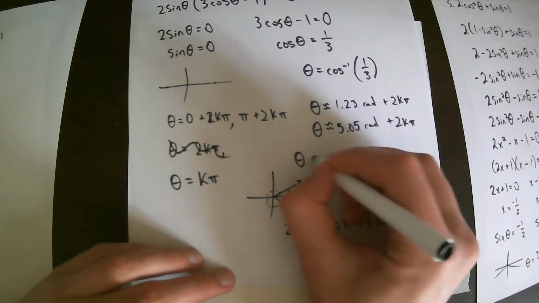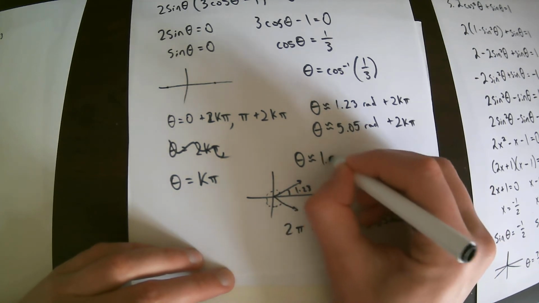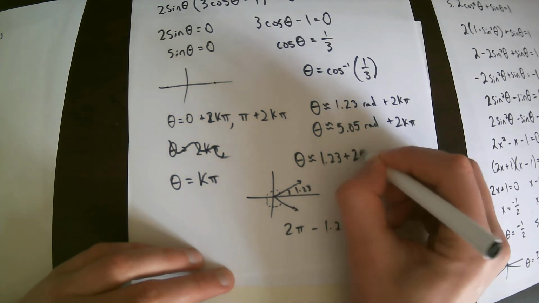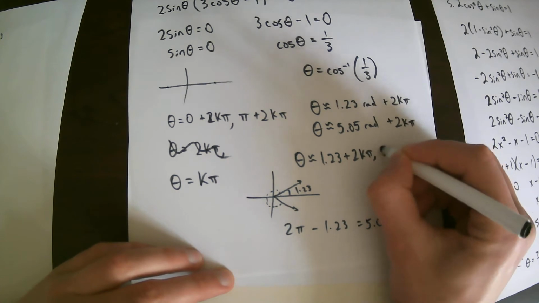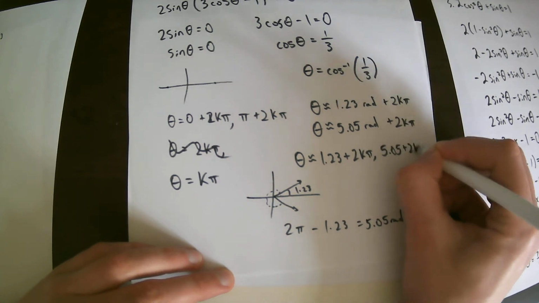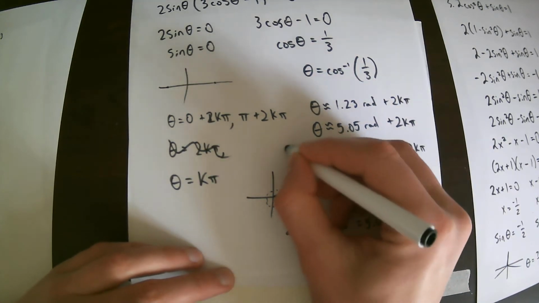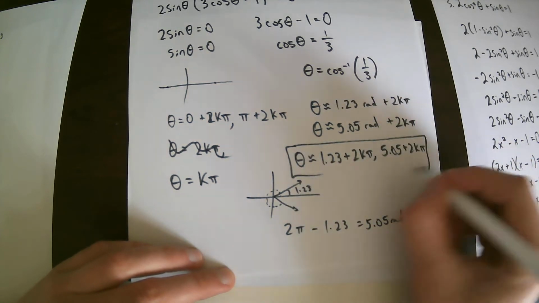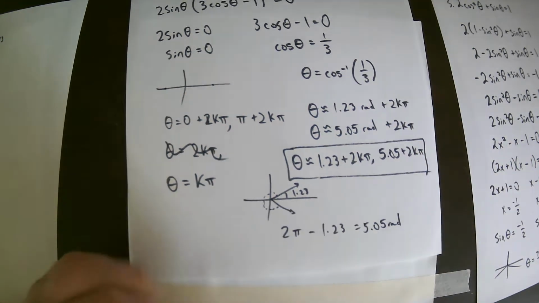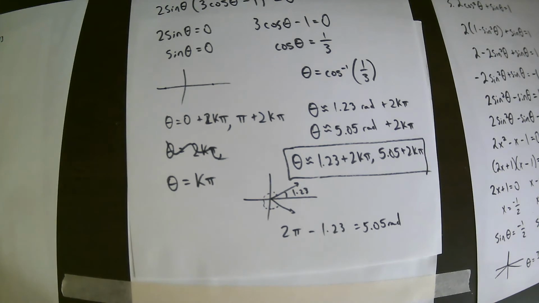So WebAssign will want it as 1.23 plus 2k pi, comma 5.05 plus 2k pi. They also might ask you to round out to 4 decimal places instead of just 2. I've just been rounding to the second decimal place, but who knows what WebAssign may want. Okay, that was number 8.